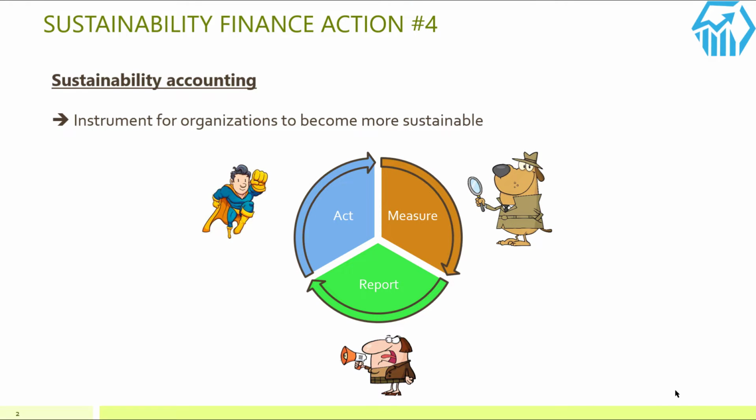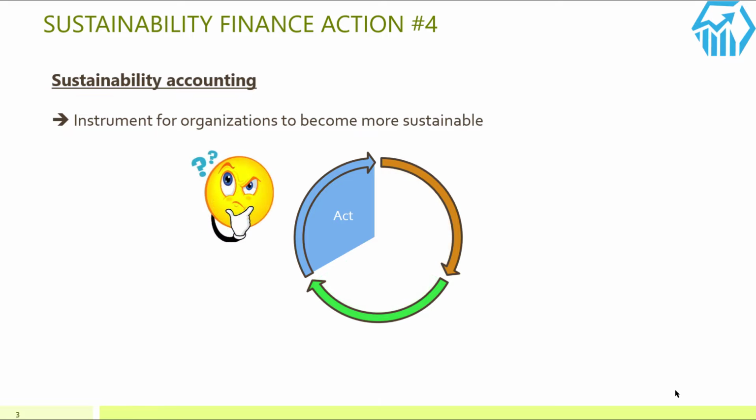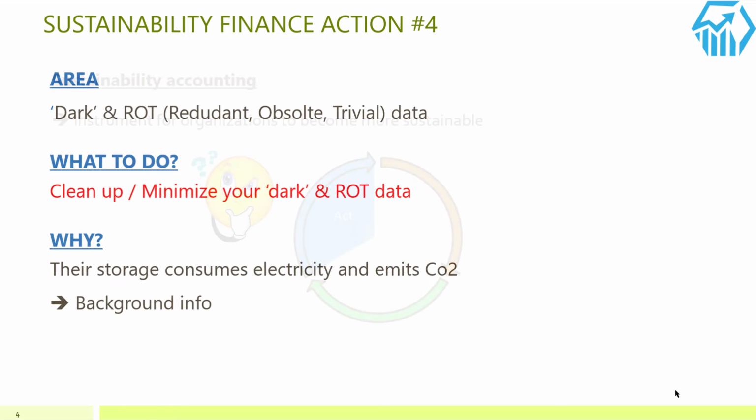So as before, we start with the sustainability accounting circle that starts with the measurement and reporting of sustainability issues. But then of course the focus is on the action. And that's what we will focus on here: something that we can do to deal with dark or so-called redundant, obsolete and trivial data, ROT data.